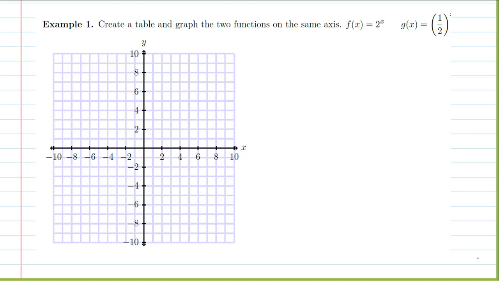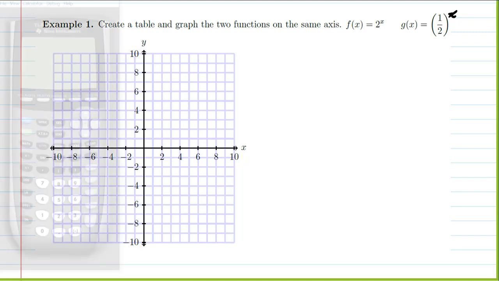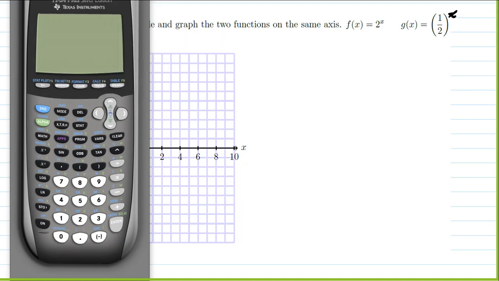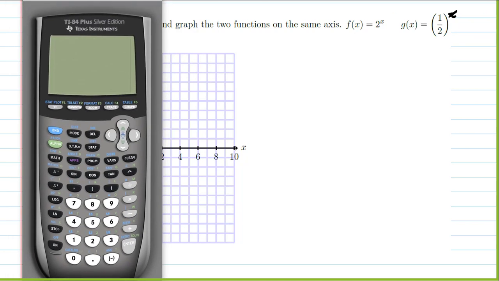So we're going to continue talking about exponential functions. We want to create a table and graph the two functions, f of x equals 2 to the x, and g of x equals 1/2 to the x. To make a table, let's just go ahead and use our graphing device. We go to our y equals, and we put in 2 to the x, and then here we're going to do 1/2 to the x.